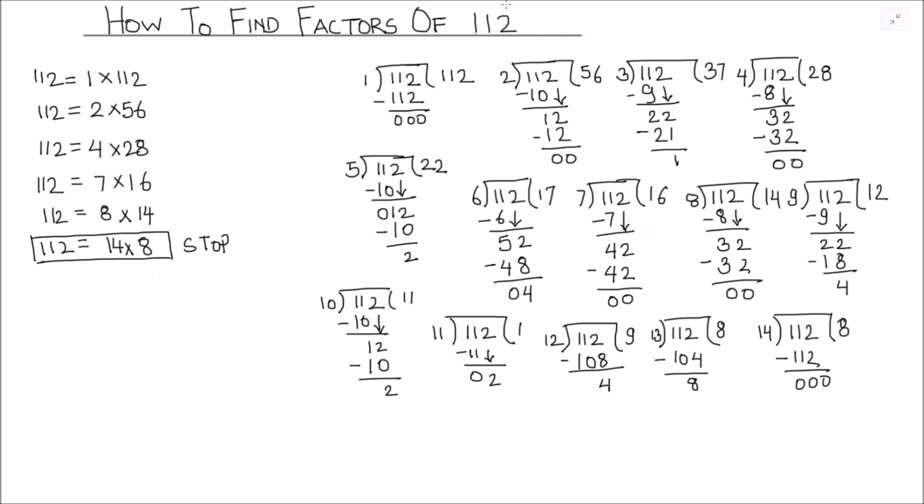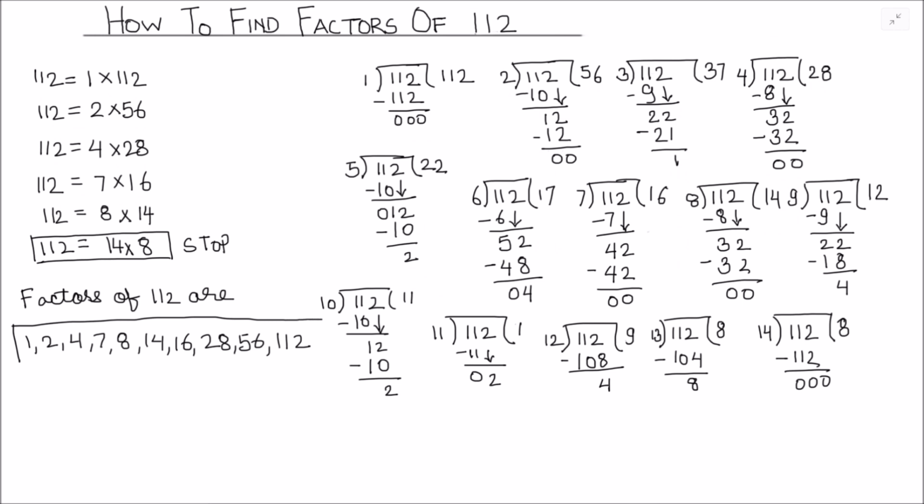As our division process is complete, we can now write all the factors of 112. So factors of 112 are 1, 2, 4, 7, 8, 14, 16, 28, 56 and 112. So these are all the factors of 112. And this is the process by which you can get all the factors of any number.